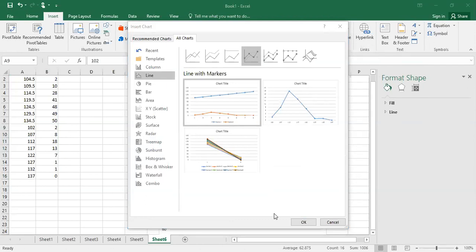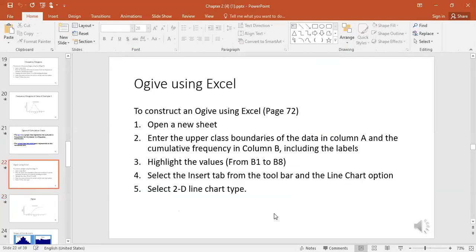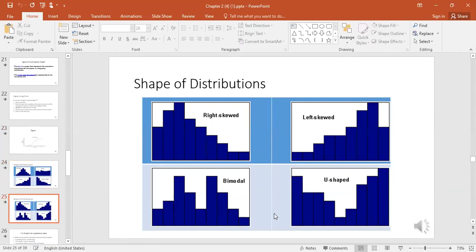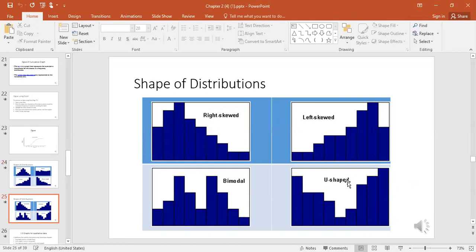So let's go back to the PowerPoint. We have learned how to make a histogram, a frequency polygon, and an ogive. Histograms are useful to express the shapes of the graph. Histograms give us an idea of the nature of the distribution we are dealing with. These are classical types of distribution. We have bell shape, uniform, J shape, and reverse J shape. So these are some other types of distributions.